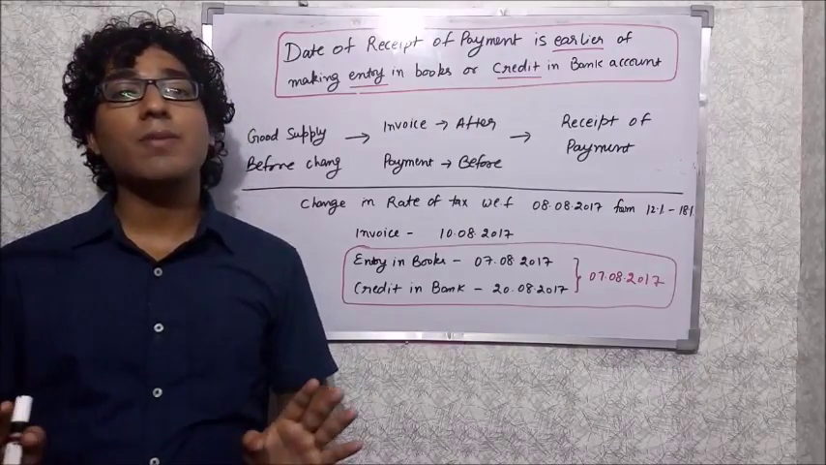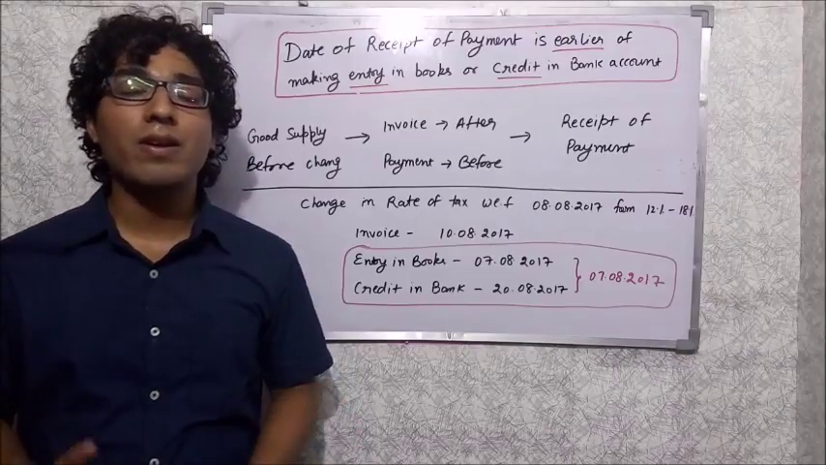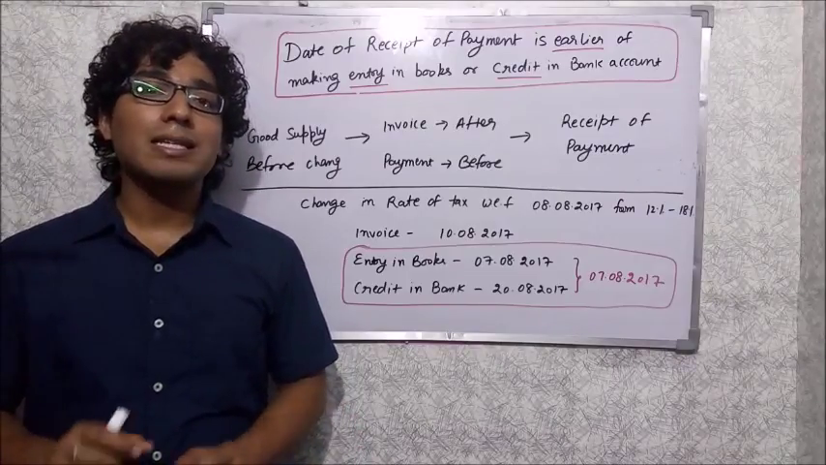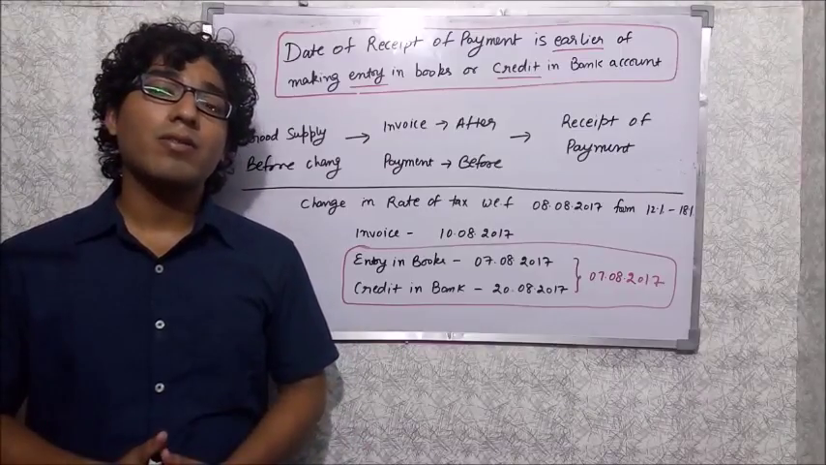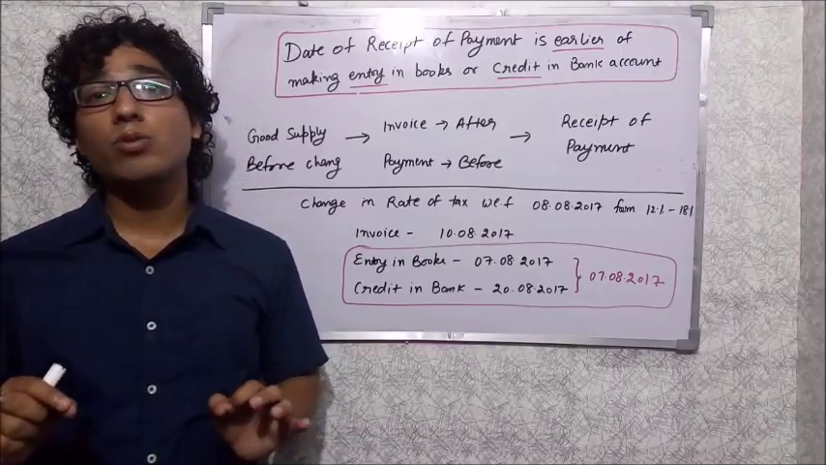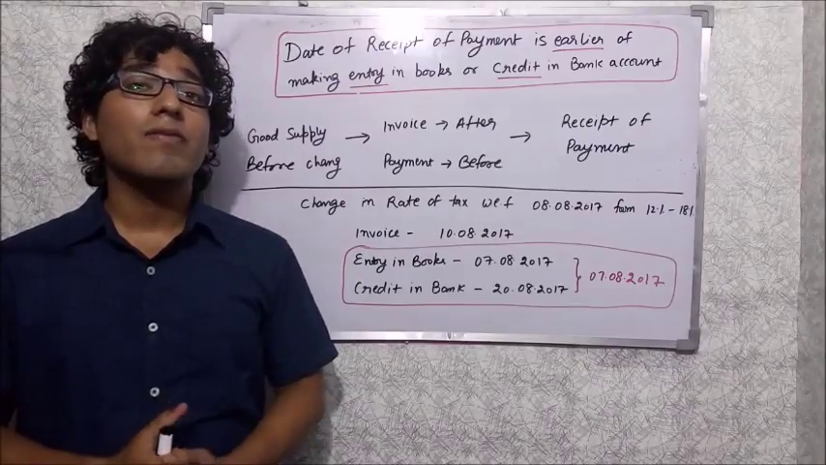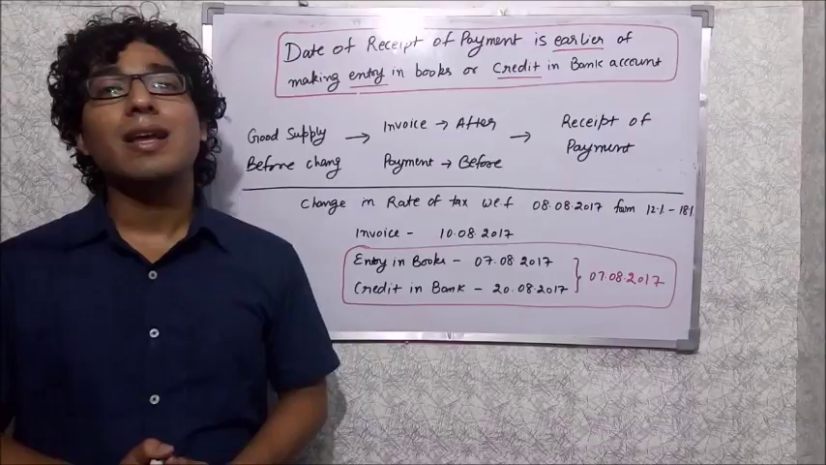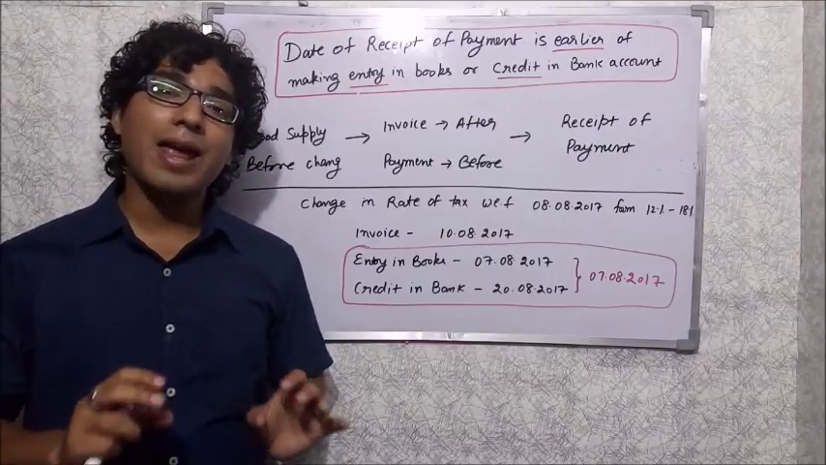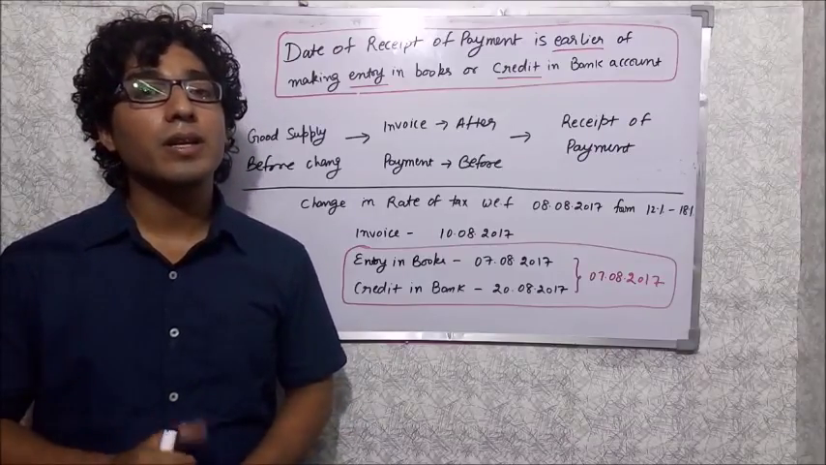First event is when he makes the entry in his books of account, or when the amount is credited into his bank account. So the date when he makes the entry in his books of account means the date when he makes the entry, like when he debits the bank account and credits the debtors.